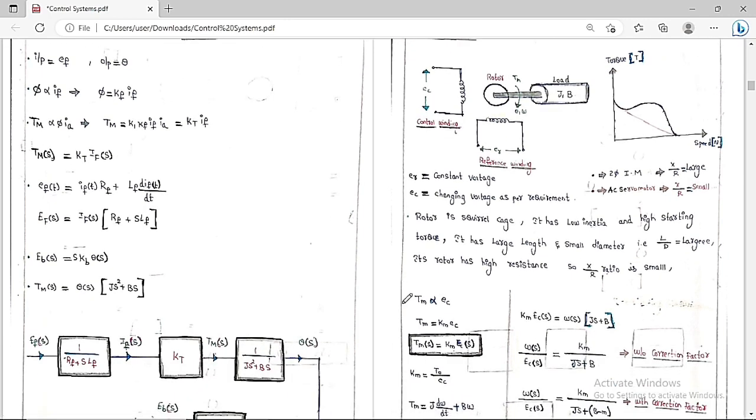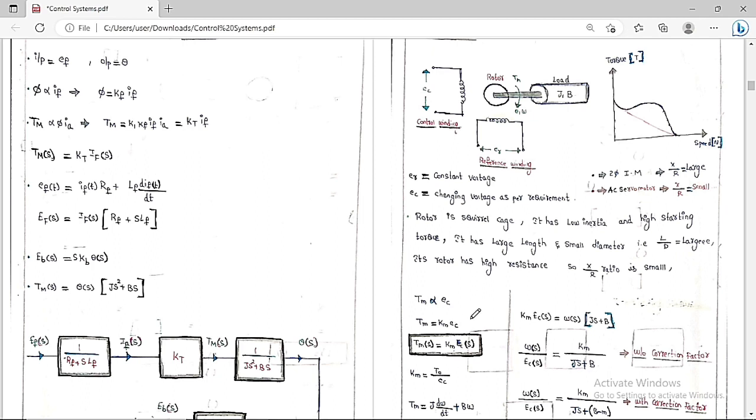Now the motor torque is always directly proportional to the control voltage. If you want to remove the proportionality, you have to use a constant Km. So Tm is equal to Km into Ec. I already told you that in the case of AC servo motor the torque is directly proportional to control voltage. So if you want to remove the proportionality, use a constant Km, where Tm is equal to Km into Ec. This is in the time domain.